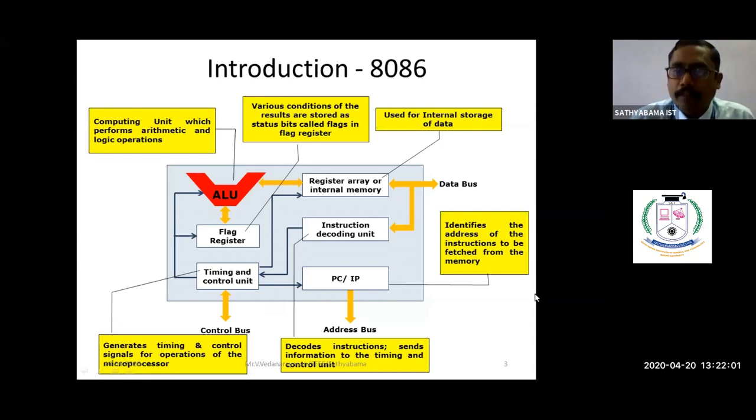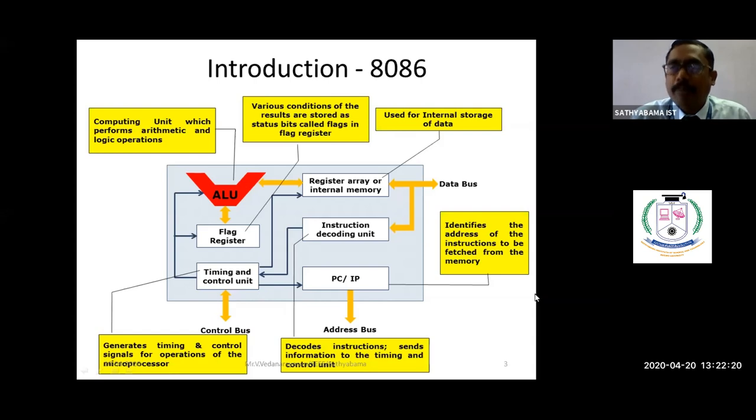So you have your carry flag, zero flag, sign flag, parity flag. All these flags we call status flags. And we have 3 separate control flags. This is new for 8086.